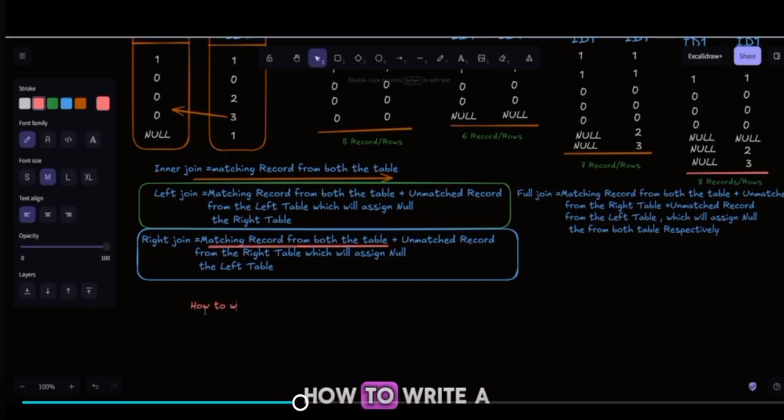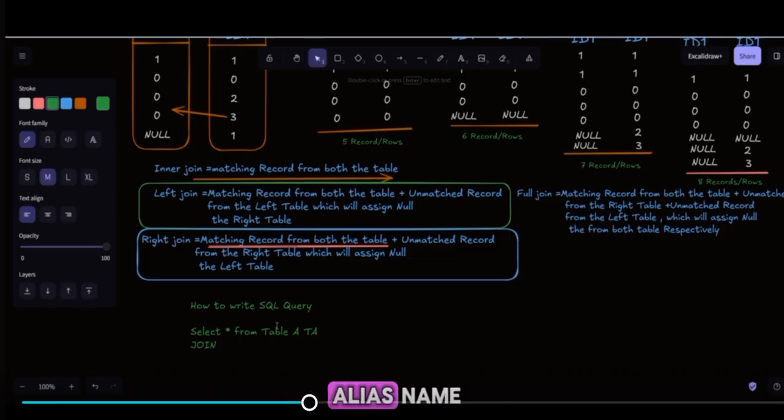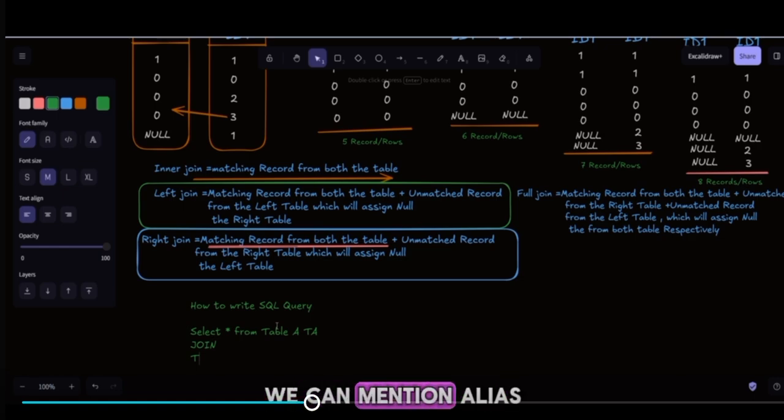Okay, so we'll see how to write a SQL query for this join. We'll start with the basic select query. So select star from table A. We have to give an alias name as TA, it will be easy for us. You can mention TA, or you can directly mention the alias name in front of the table.